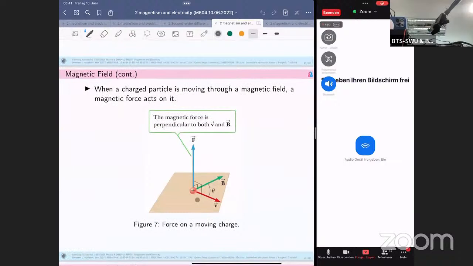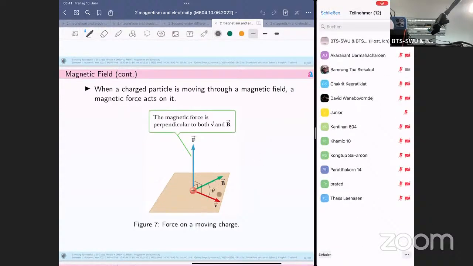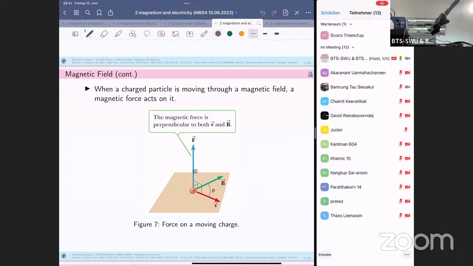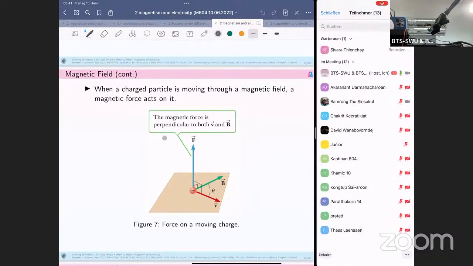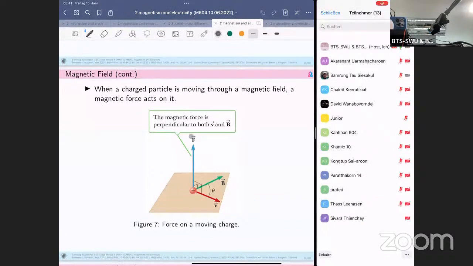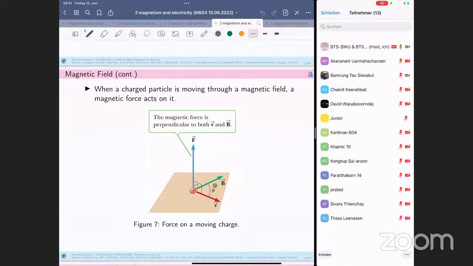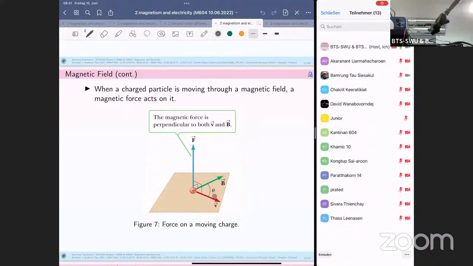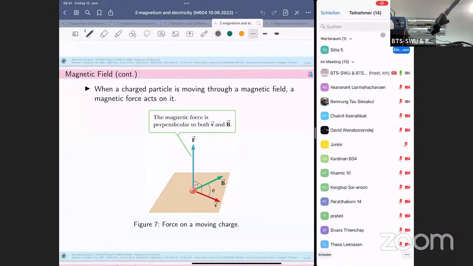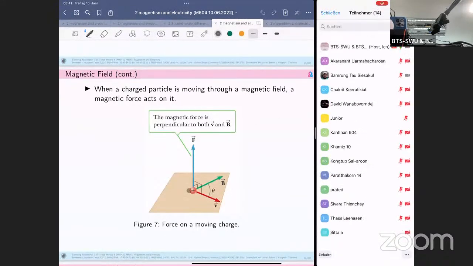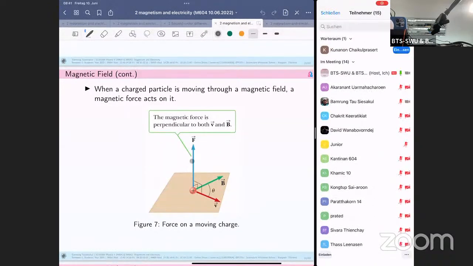Yes, we need to use the right-hand rule in order to find the force direction, right? And you got to know, last time, the cross product, because the cross product is important to this one. You start your four fingers from vector V to vector B, and after that your thumb direction will point to the direction of the force.